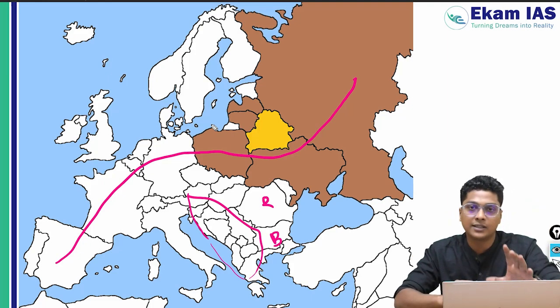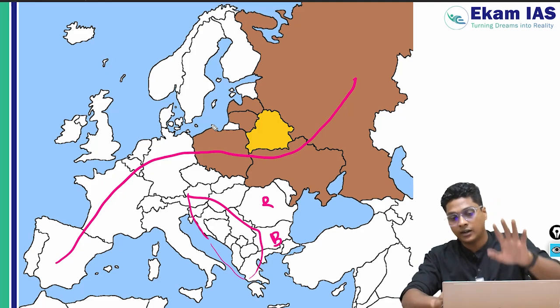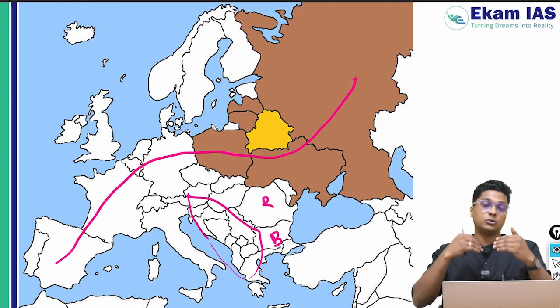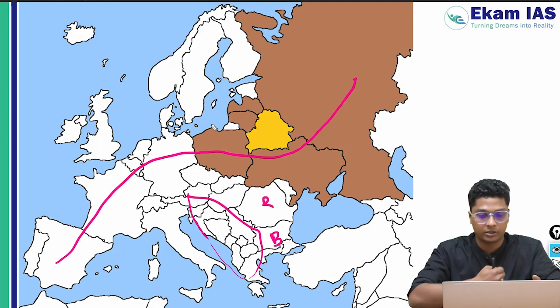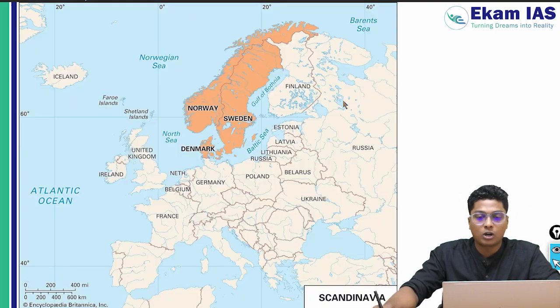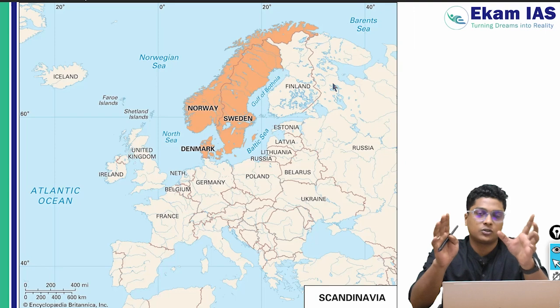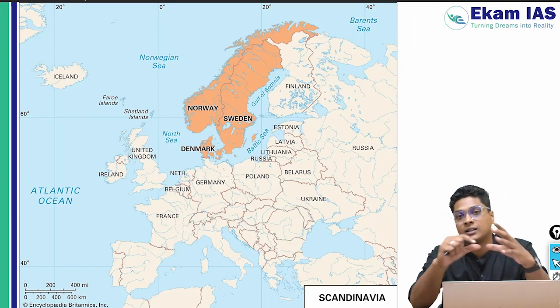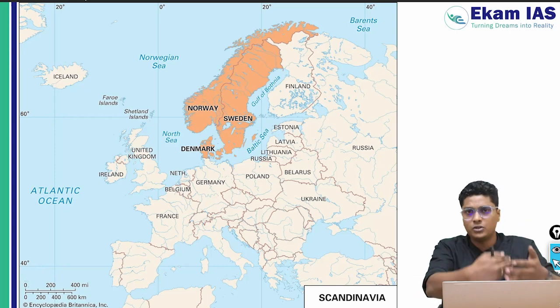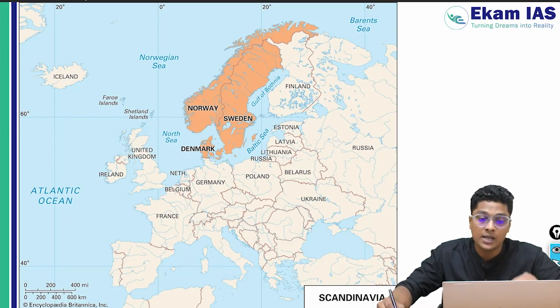Okay, if the name is given, you should be able to locate where they are, and the current affairs related nations and bordering countries are also important. So now we have seen 3 nations, Belarus, Ukraine and Russia, and their bordering nations. Now we'll talk about the classification. As I told you earlier, in Europe there are certain groupings, and certain terms which have been used historically. So you should know these terms.